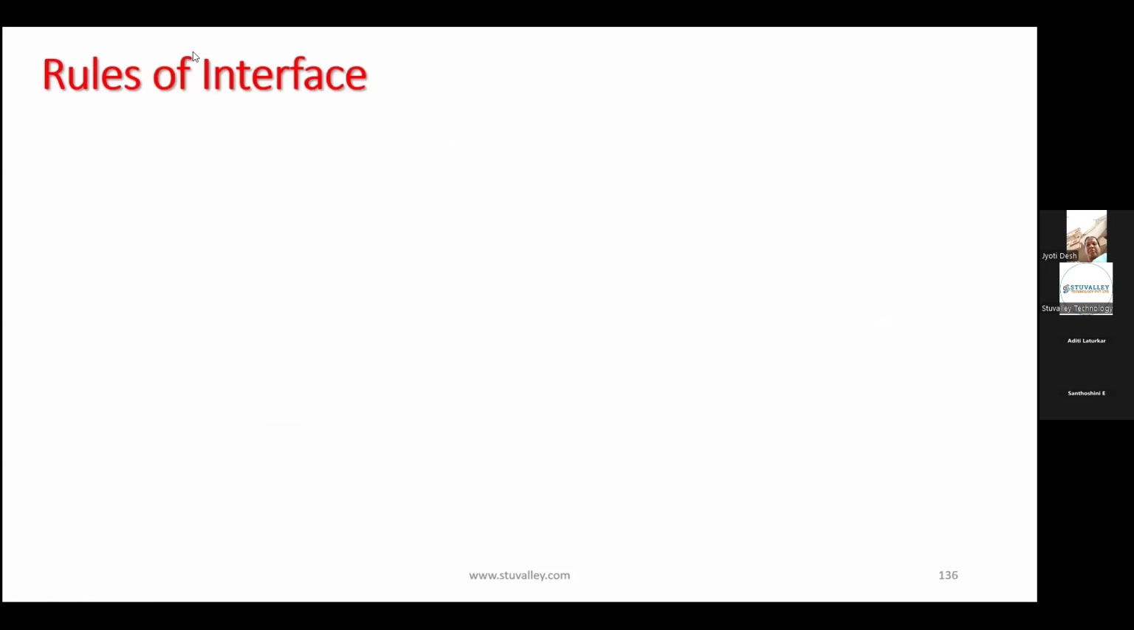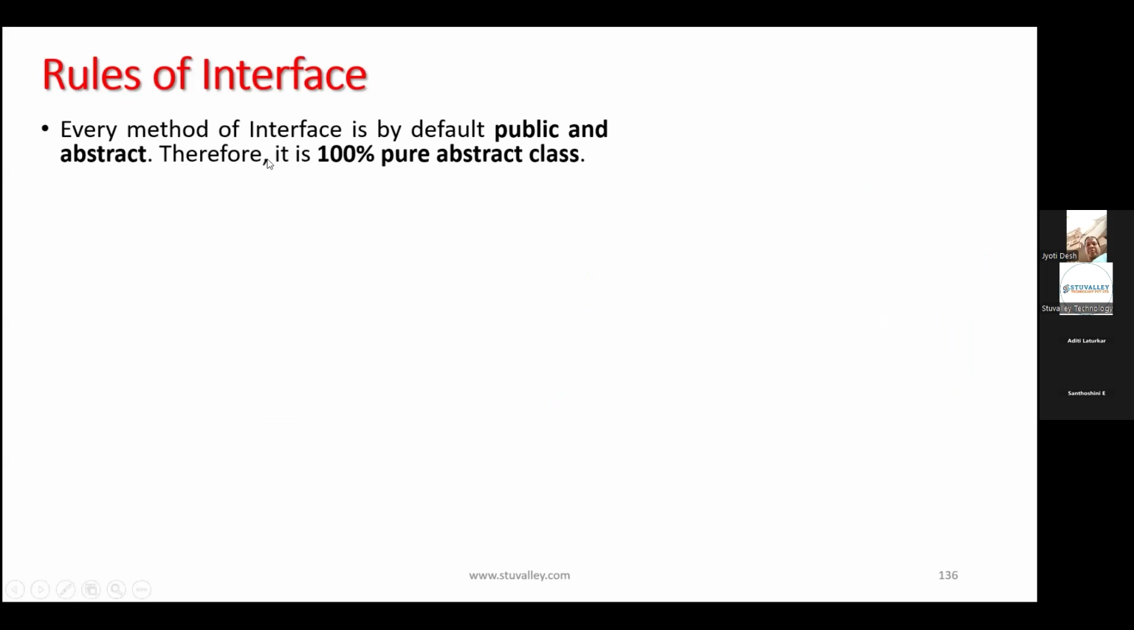Okay. Now, what are the different rules for creating interfaces? We have seen the different rules for abstract classes. Now, rules for creating interfaces. First rule: every method of an interface is by default public and abstract. Okay, therefore it is a 100% pure abstract class. We will see that through an example.